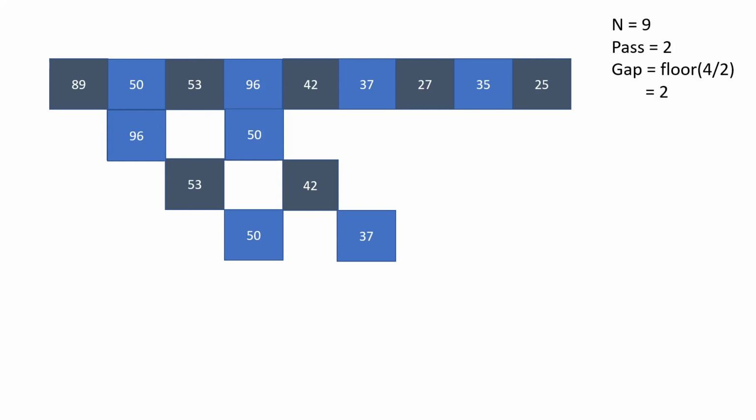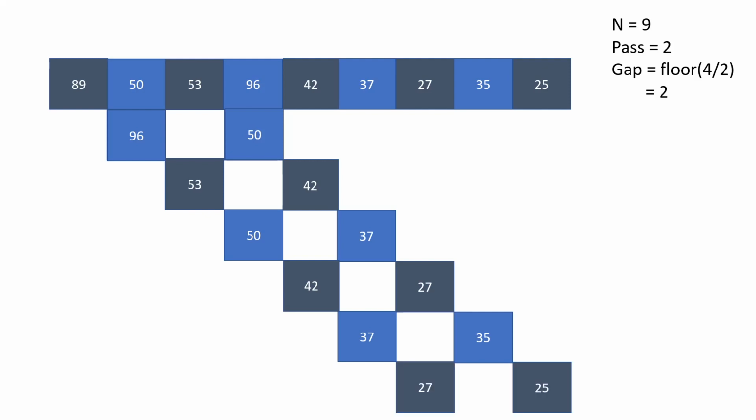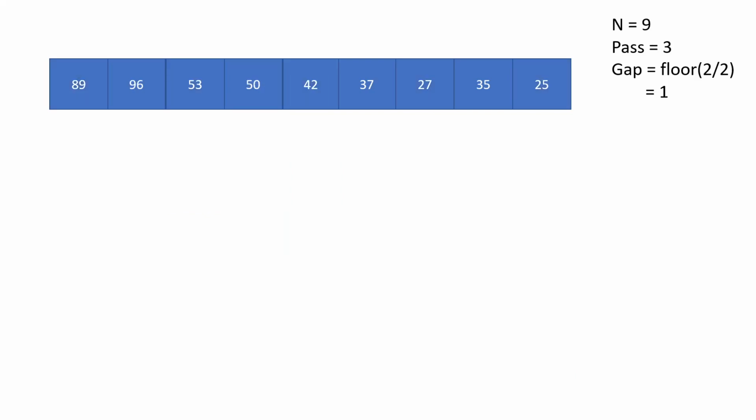When comparing 50 and 37, 50 is bigger, nothing will change. 42 and 27, 42 is bigger, nothing will change. 37 and 35, 37 is bigger, nothing will change. And lastly, 27 and 25, 27 is bigger, nothing will change. Next, we will increase the pass by 1 and further divide the gap by 2 to find the new gap. The new gap is 1, which is the smallest gap we can get. So this pass will be the last pass, the last stage.